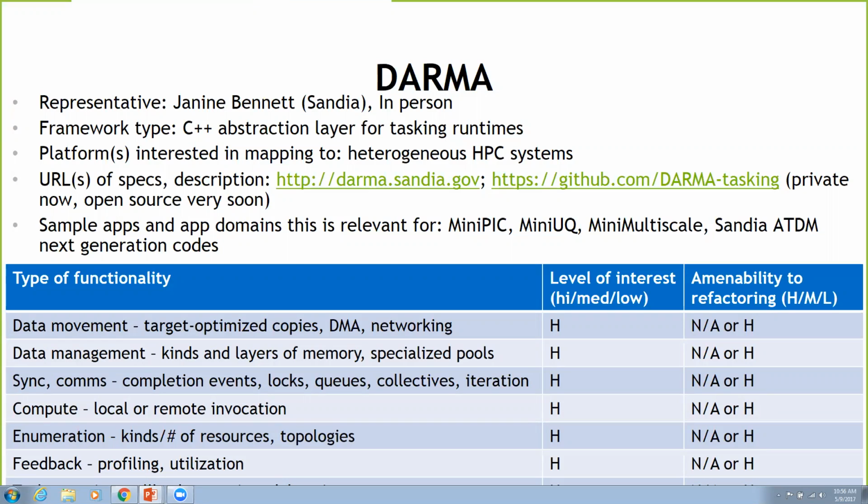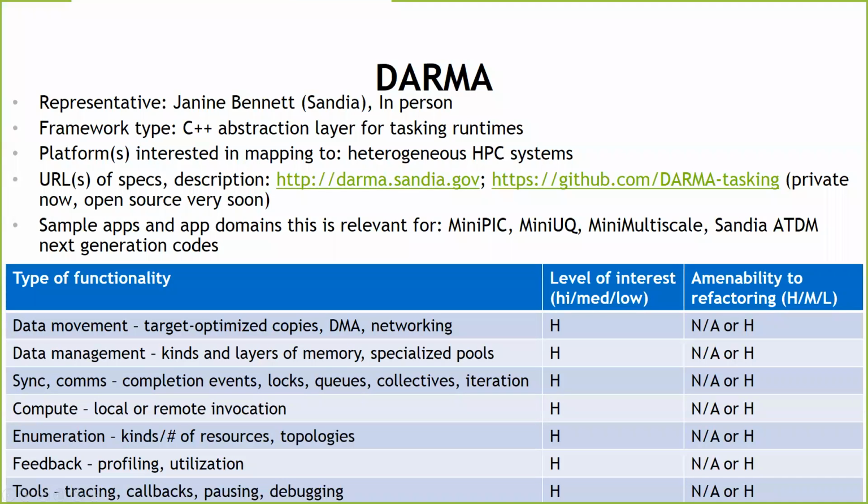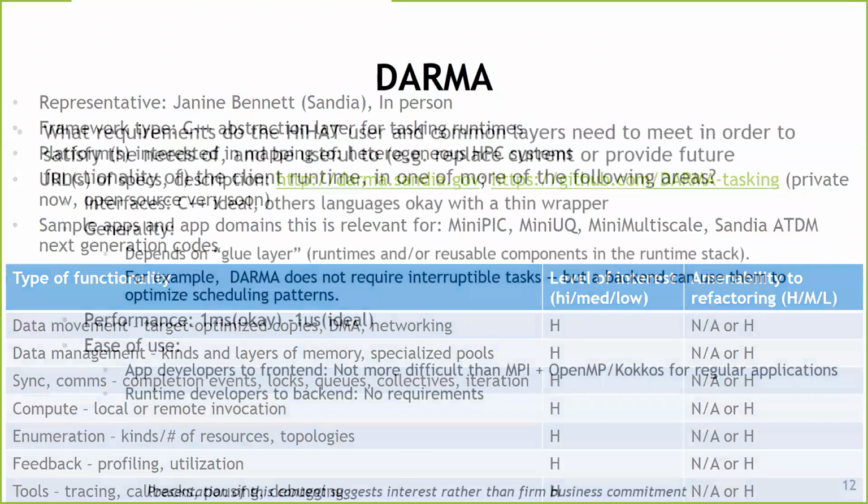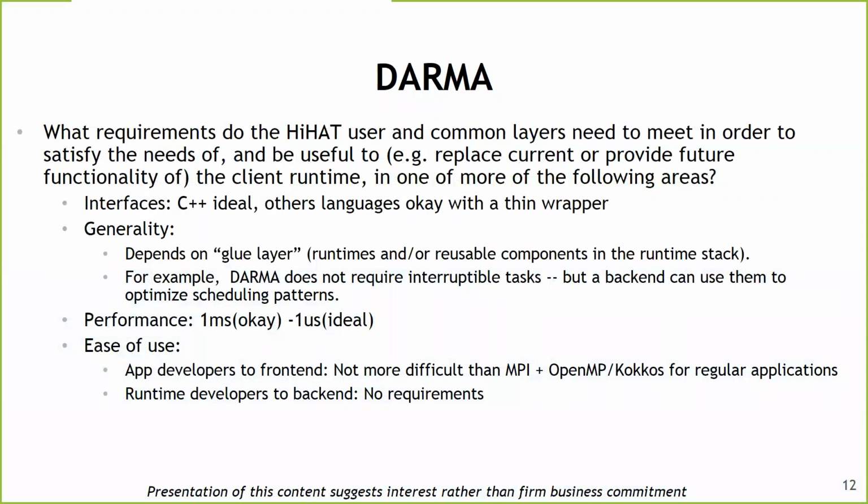Dharma tries, at the programming model level, to be very generic and not impose a lot of restrictions, so we can explore the different runtime system technologies. From an interface perspective, C++ is ideal. Other languages are okay with a thin wrapper. In terms of general requirements, again, we want to explore a variety of different layers. We currently have a wide range of performance.